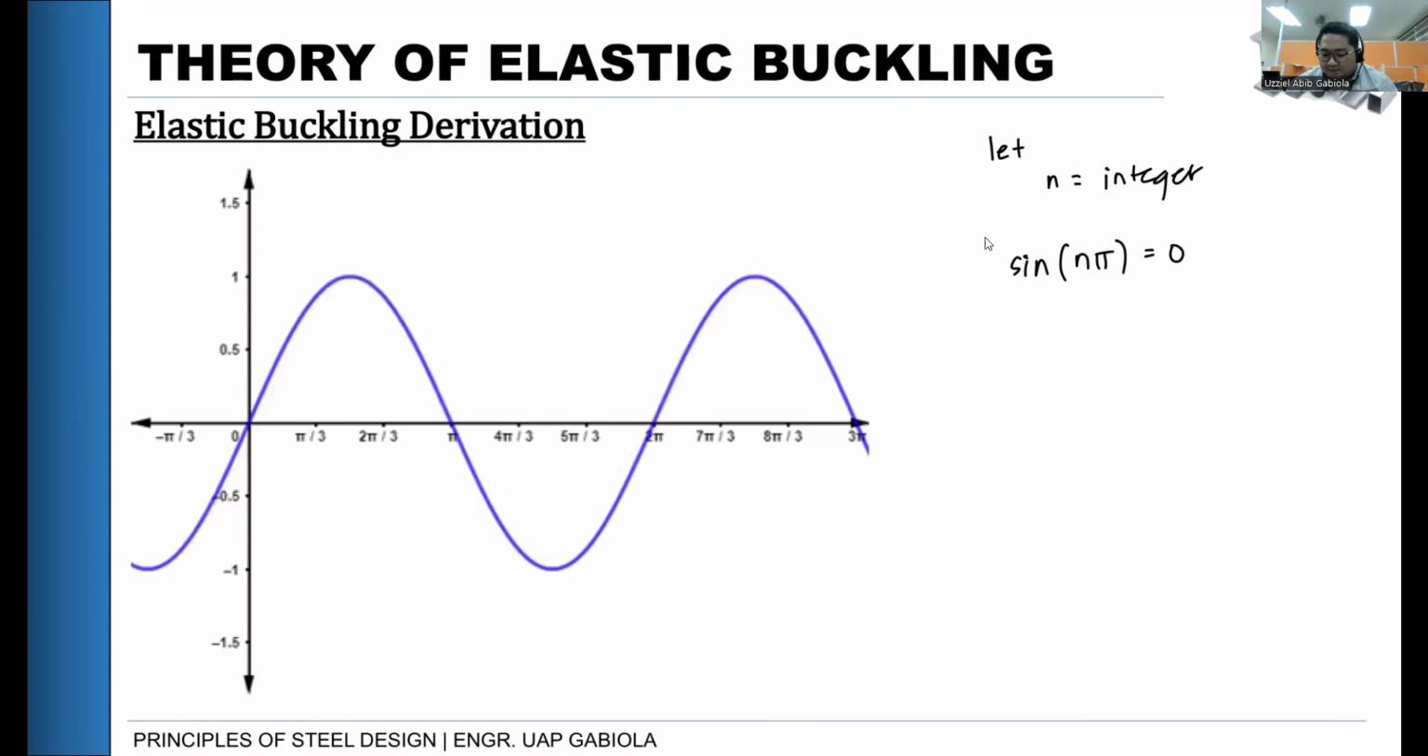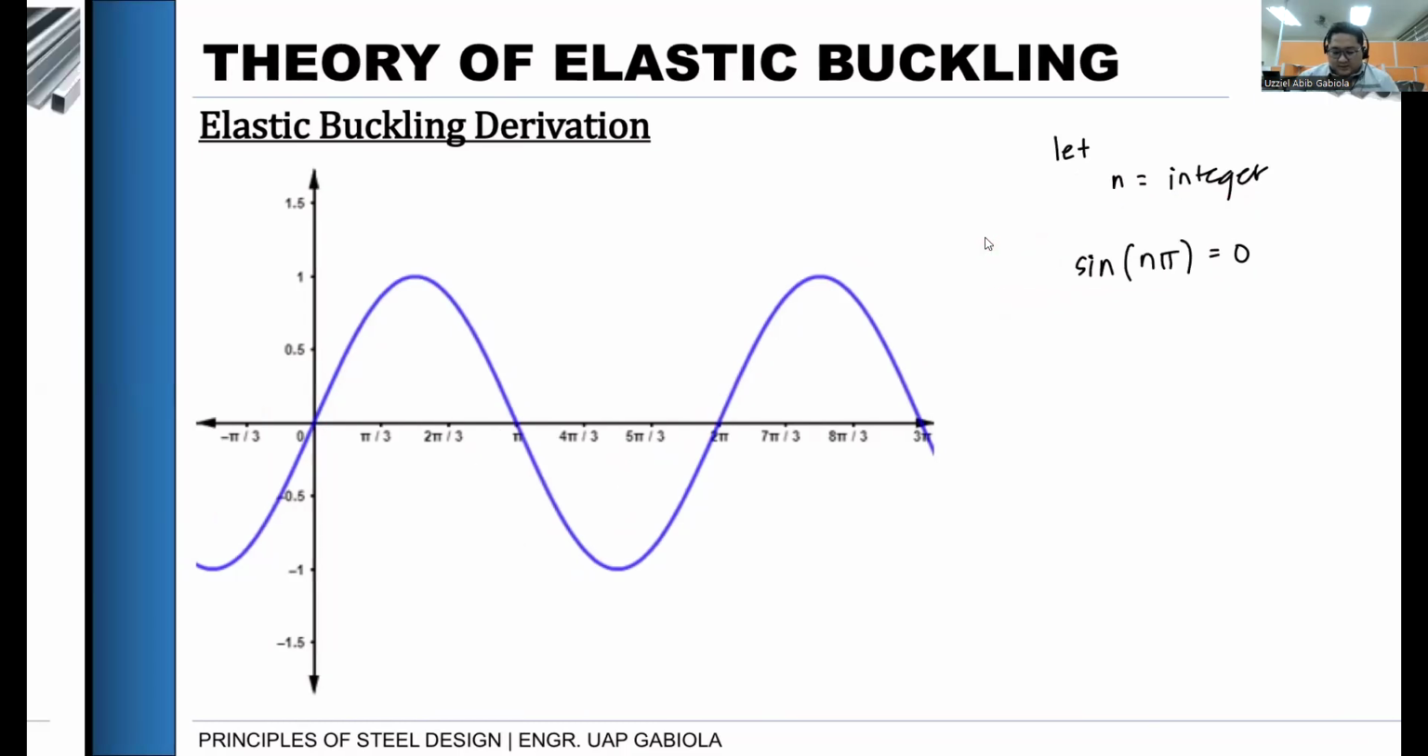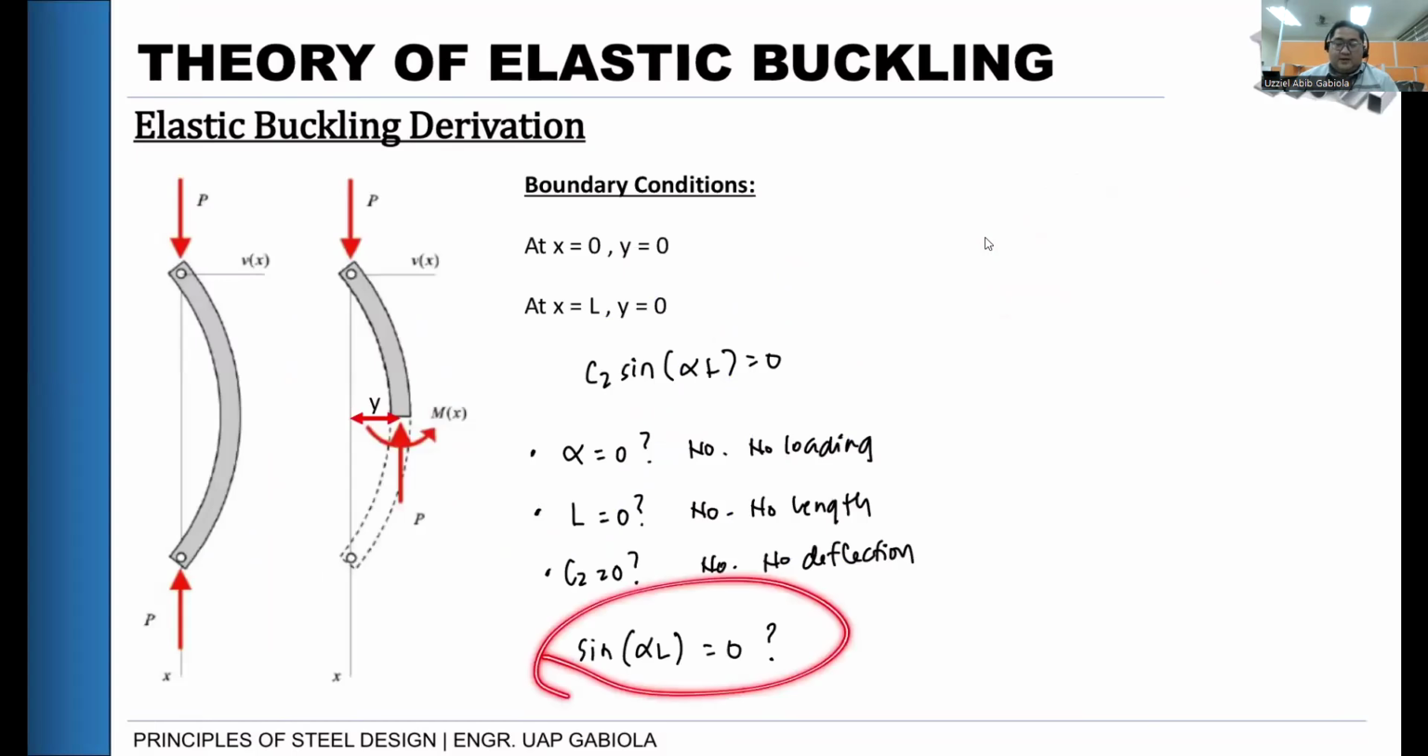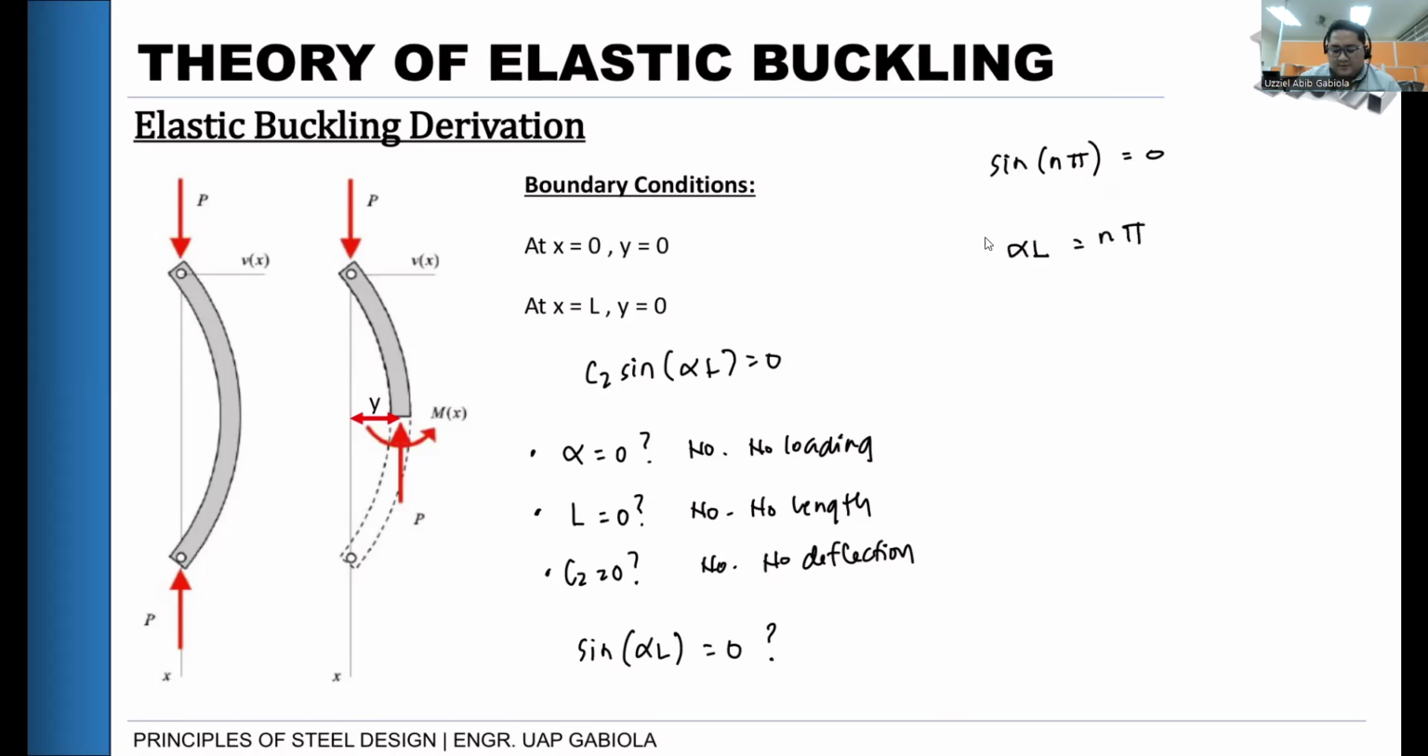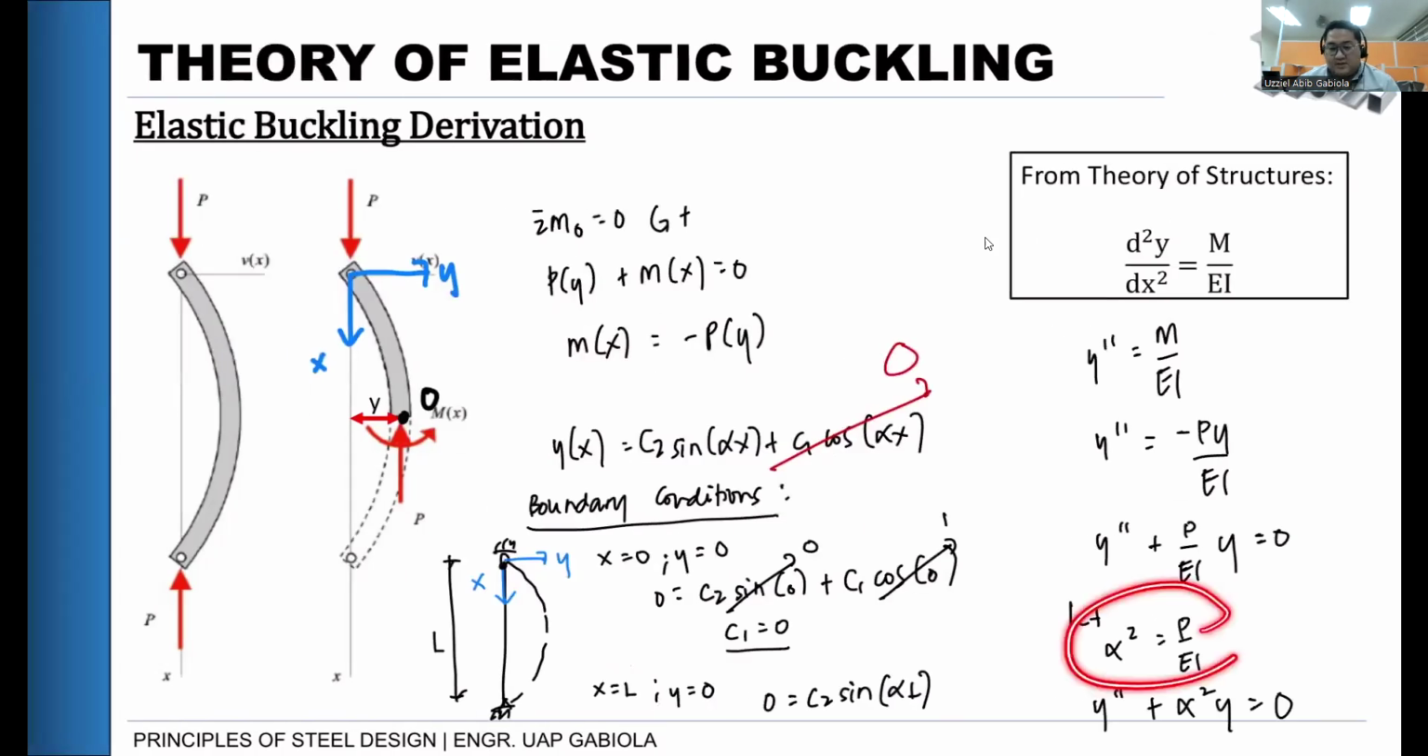Okay? So, if this is the case, na ang sin n pi is equals to 0, we can equate itong nakuha natin dito. Okay? So, if that's the case, yung sin n pi natin equals to 0, pwede natin i-equate dito. So, pwede natin gawin, yung alpha L natin, pwede natin i-equate sa n pi. And then, kung gusto natin kunin si alpha, that will be n pi over L. Okay? Then, substituting it back dito sa equation natin in-assume kanina.